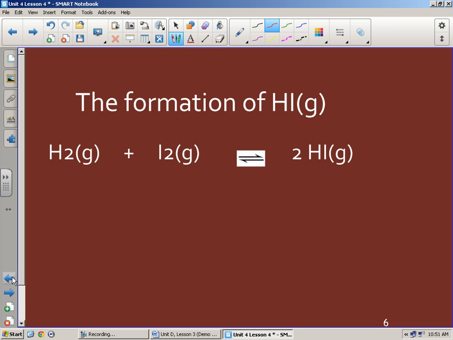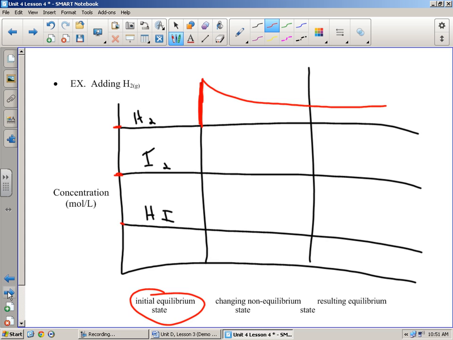Because otherwise, how am I going to use up the H2? How do I get rid of the H2? I have to make HI, yes? So if I use up H2, I've got to use up I2 as well. All right, so what does that look like?